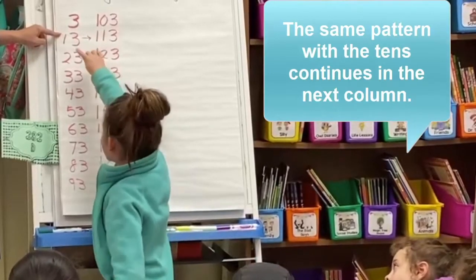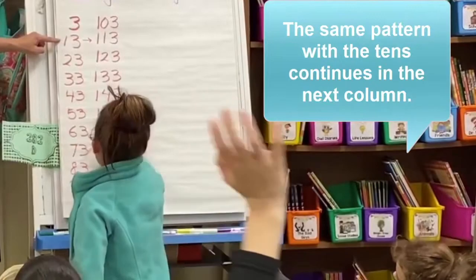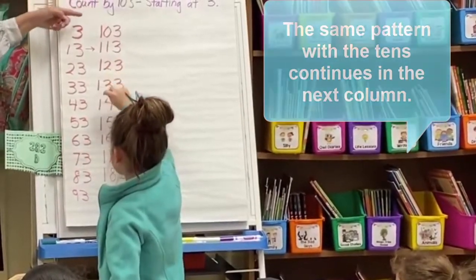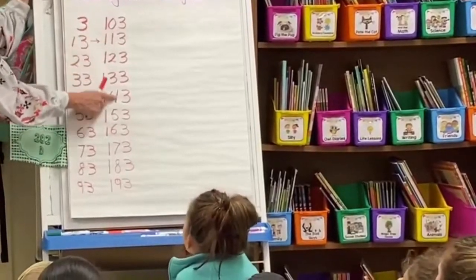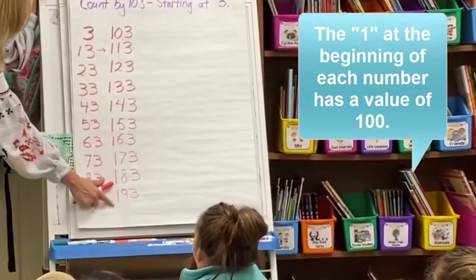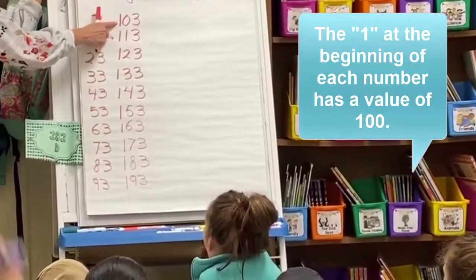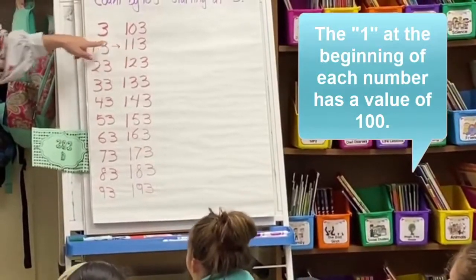So 1, 2, 3, 4, 5, 6, 7, 8, 9, 10, 11, 12. So she sees that same pattern of numbers in this column, and somebody else said we have an extra digit. What place value does this digit have? Yes. 100. So how much bigger is this number than this number?